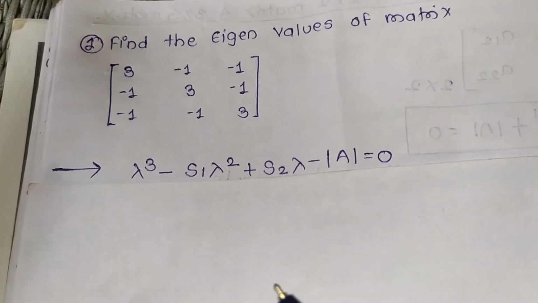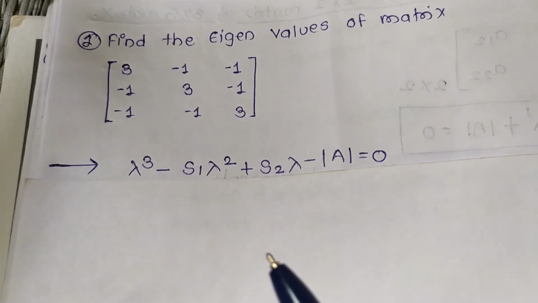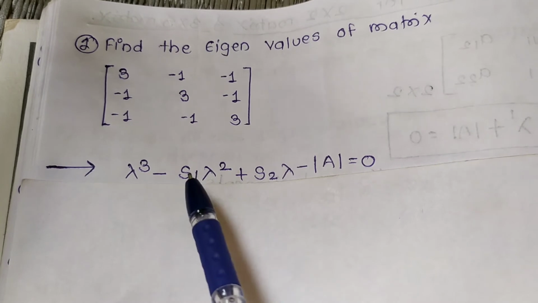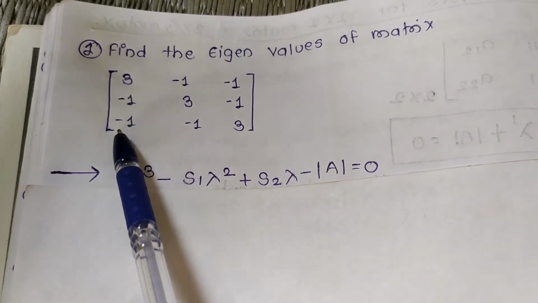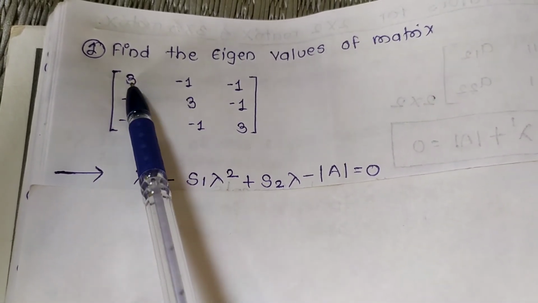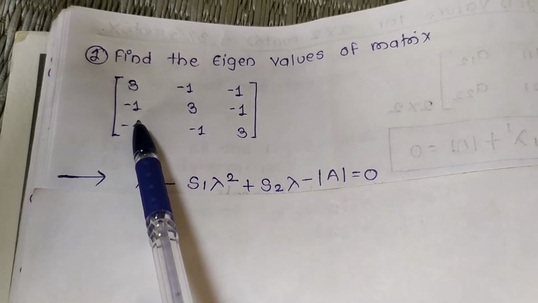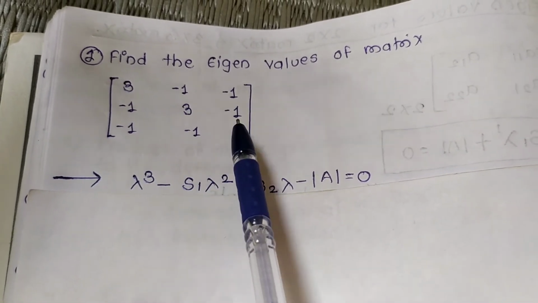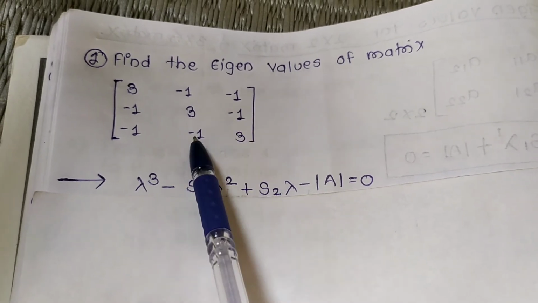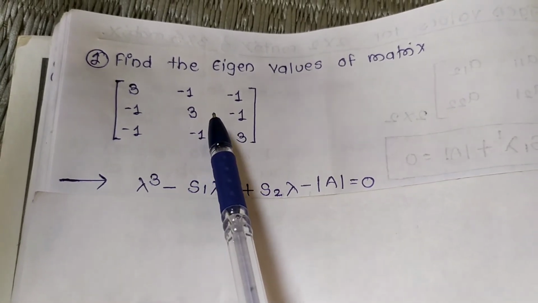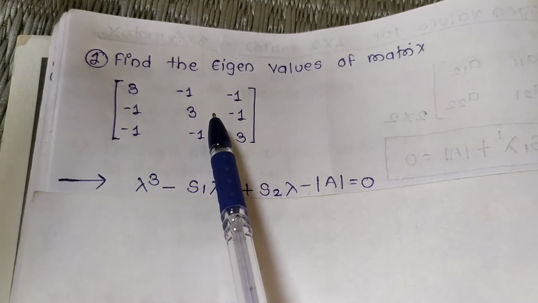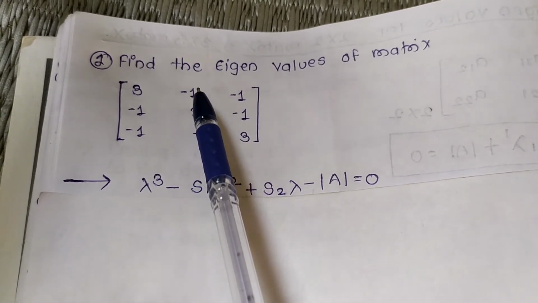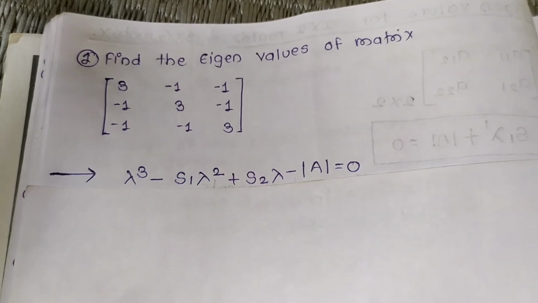Find S1. S1 is the sum of diagonal elements, which is 3 plus 3 plus 3, 9. S2 is the minors of these diagonal elements. For finding the minor, ignore this row and column: 3 into 3, 9, minus 1 into minus 1, plus 1. 9 minus 1. Same minor for these 3, and same minor for these 3.